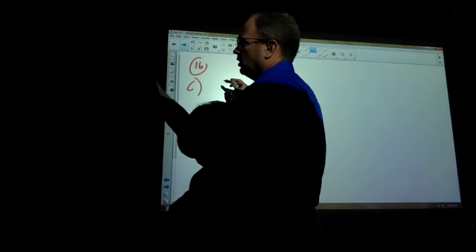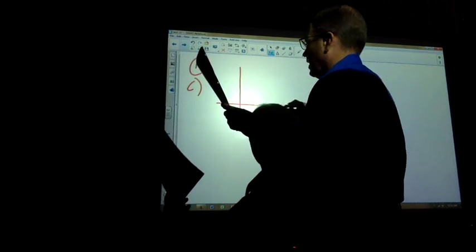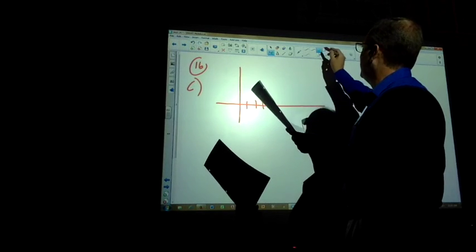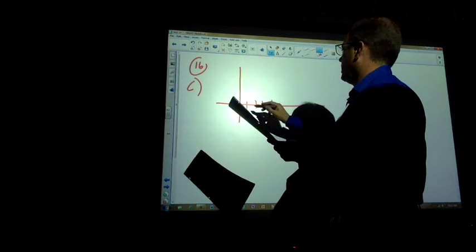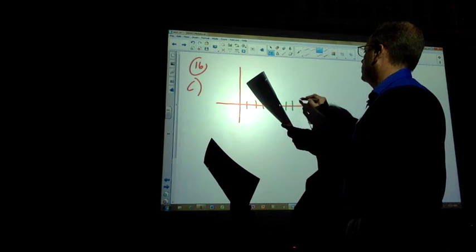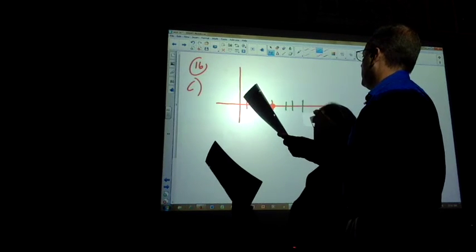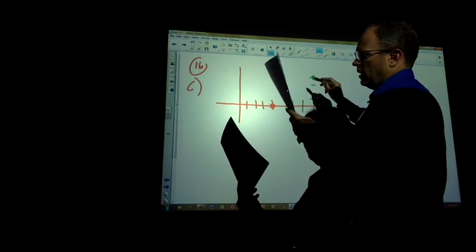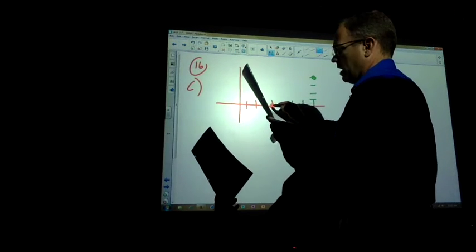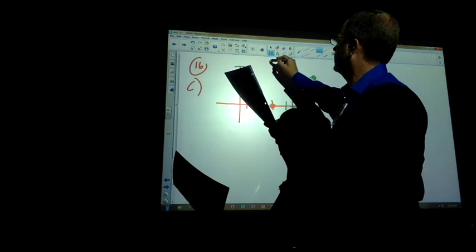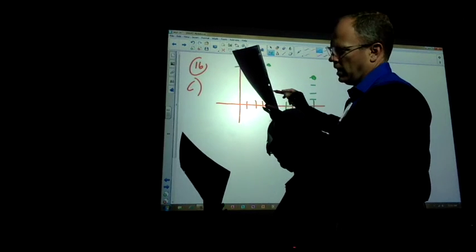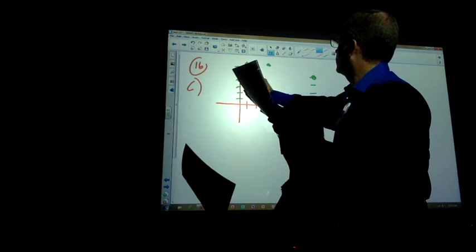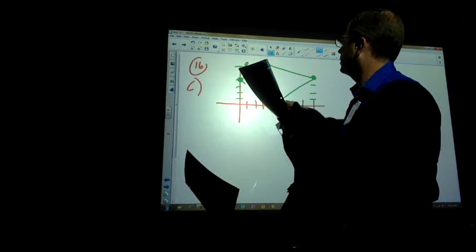16C. They tell us it's a rectangle. Yes? So I got 4. Shh. Don't start packing up. Come on, you got time. 8, 4. 1, 2, 3, 5, 6, 7, 8, 4. 1, 2, 3, and 4. Okay. 4, 8. So this should be an 8 way up here. And 0, 4. Oh, wait. Never mind. So they already told you it's a rectangle.